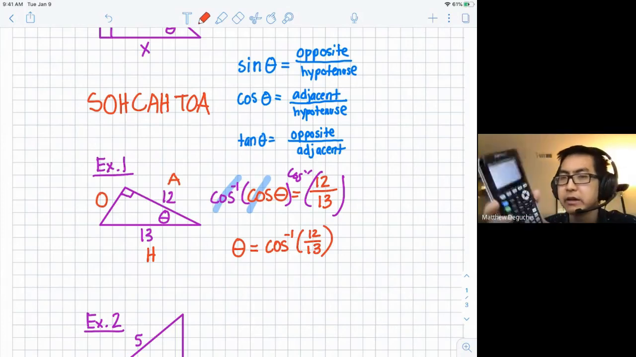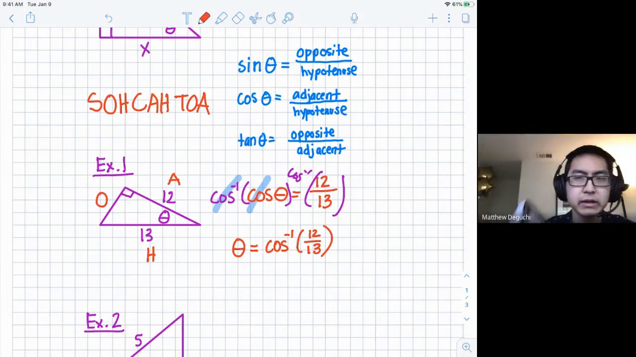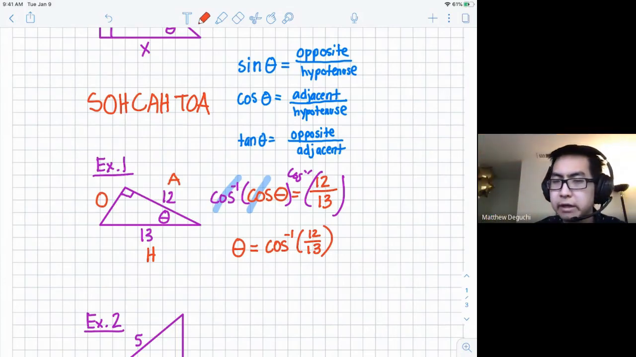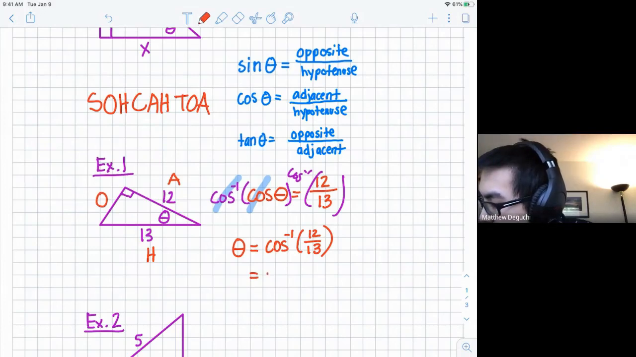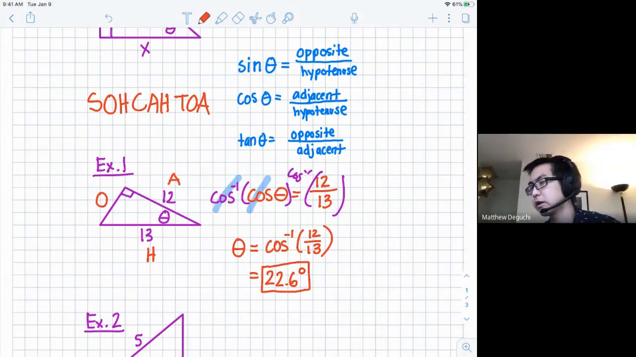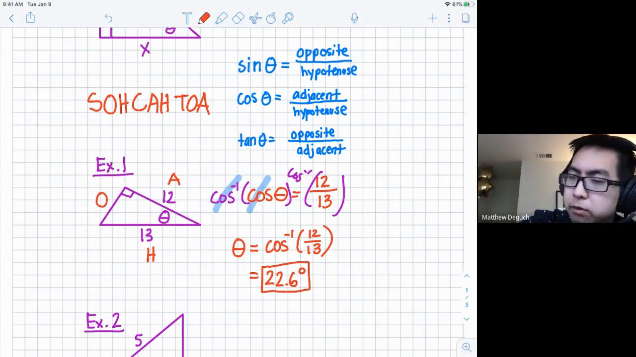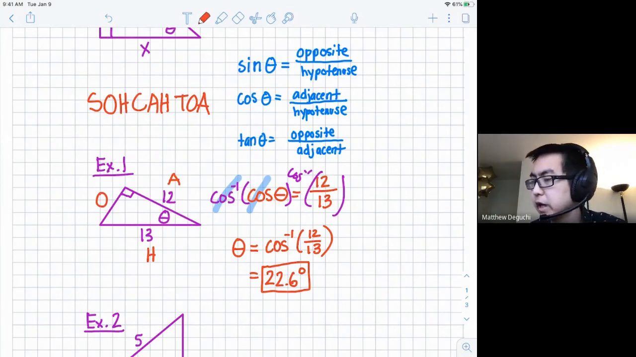Now, if you're getting another decimal and you're typing this exact thing in, you might be in radians and you have to convert it into degrees. So this is going to be 22.6 degrees. When you do trigonometry, you're going to have a calculator, but we'll show you how to do it by hand later, but you're going to need a calculator.